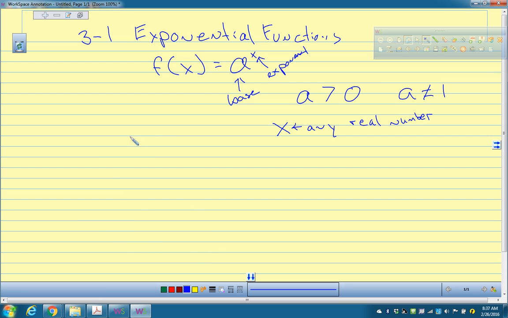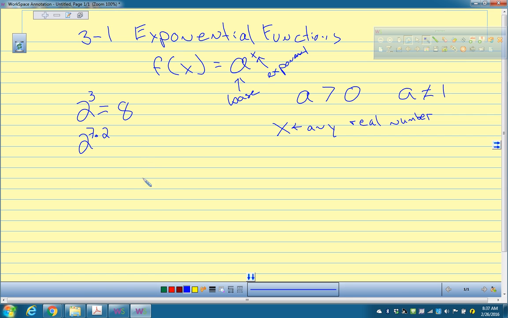So you guys know about exponents, right? You know you can do 2 to the third power. What's 2 to the third power? 8. And then how about 2 to the 7.2 power? Well, in an exponential function, you're plugging in numbers that are not just integer values.